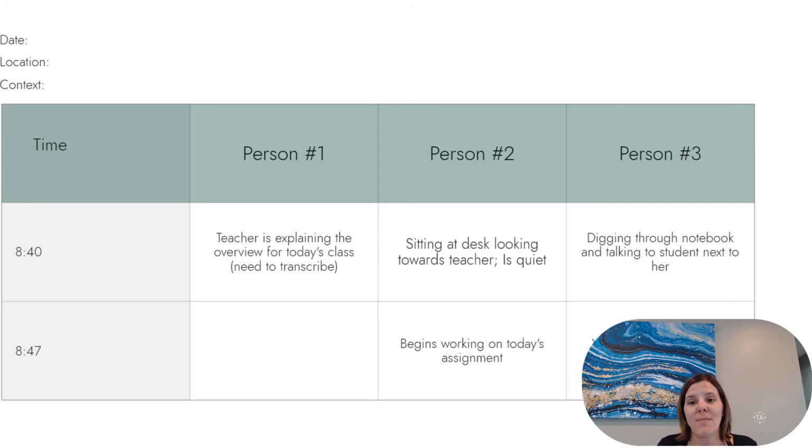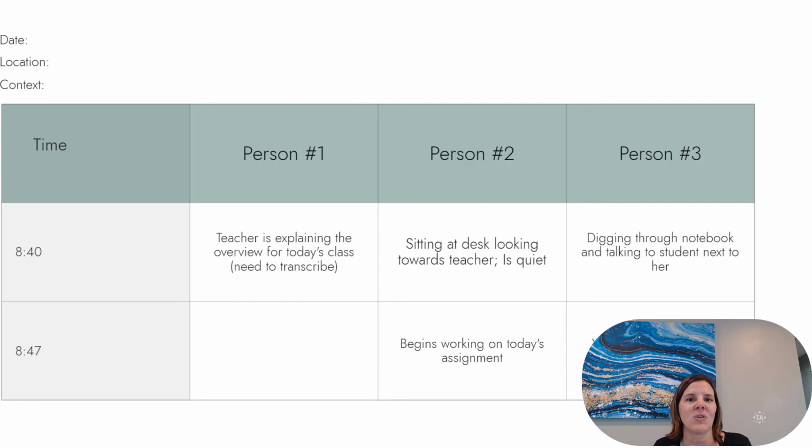Now, you could make another column that has inferences and questions, and make it very explicit that these are my questions, these are my inferences. This is not what I saw, this is not what I heard. This is what I'm thinking, this is what I'm wondering. I think that's fine. You can even do it in that box right there. I could add at the end of sitting at desk, looking towards teacher, is quiet, I could write inference, seems to be paying attention. Or I could write question, the student seems to be paying attention, are they really? You just want to extract that.